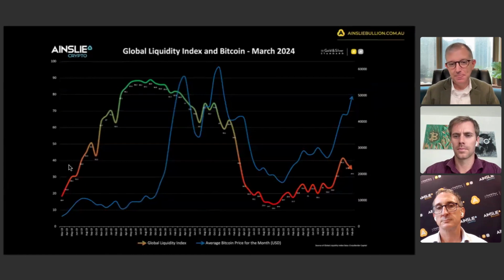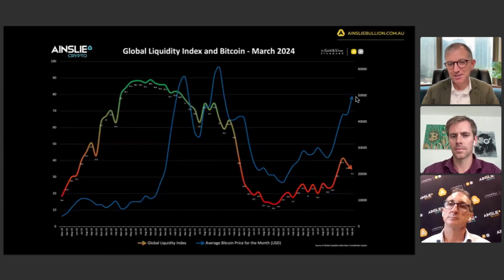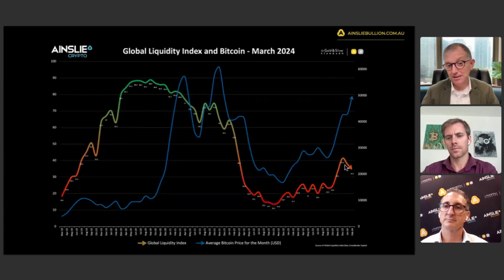But on this chart, obviously, we're at 50. This is pointing at about 50,000, and we're $20,000 higher than that at the moment. But it lined up really well. It hasn't really stopped here, despite the pullback in liquidity conditions we've seen recently.